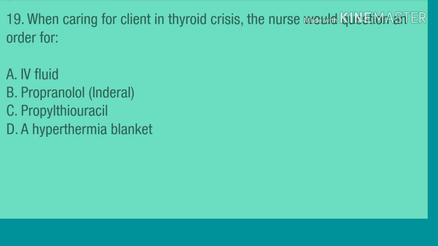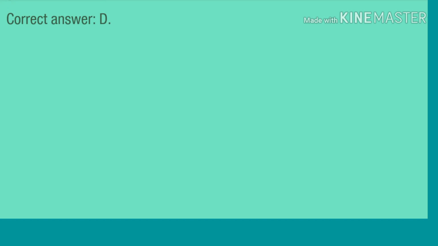Question 19. When caring for a client in thyroid crisis, the nurse would question an order for A. IV fluid. B. Propranolol, Inderal. C. Propylthiouracil. D. A hypothermia blanket. Correct answer, D.